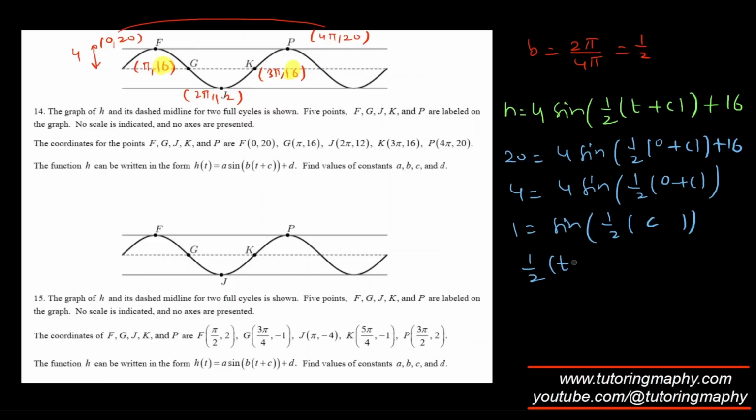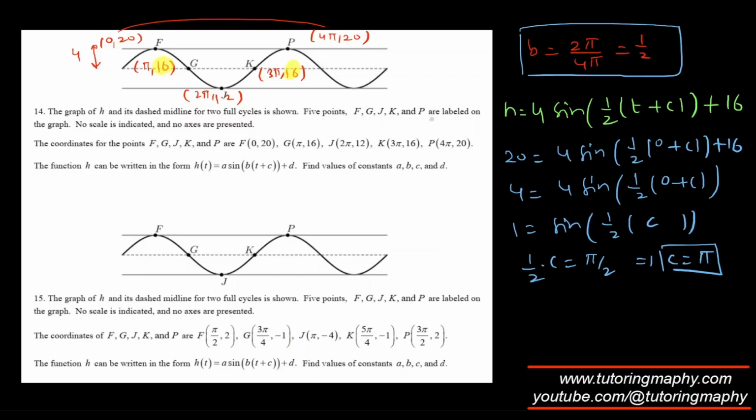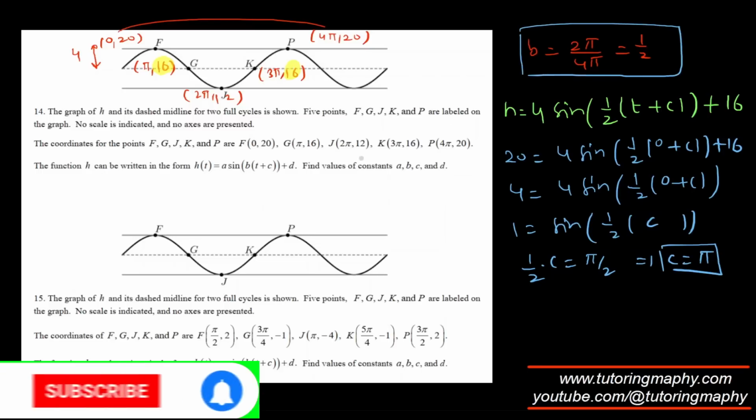And this means that the inside thing, half of c, should be equal to pi over 2, because sine pi over 2 is 1, right? So the value of c comes out as pi. So we have c, we have b, and we already have the value of a, which is 4. The value of D is 16.